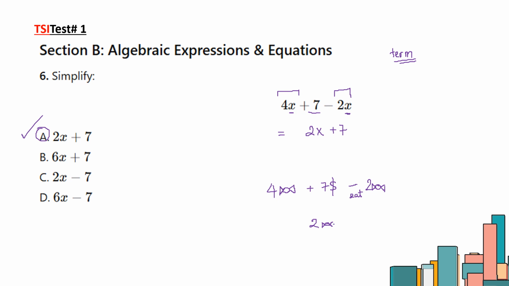Okay, and then the money you cannot combine with the candy. The money and the candy you cannot combine, so you just drop it. See that? So it's the same for this one. The 7 and the x terms, like 4x, 2x, are two different terms. So they cannot combine. That's why you drop the 7 down, and then you combine just the same terms, the x terms. So 4x and negative 2x.